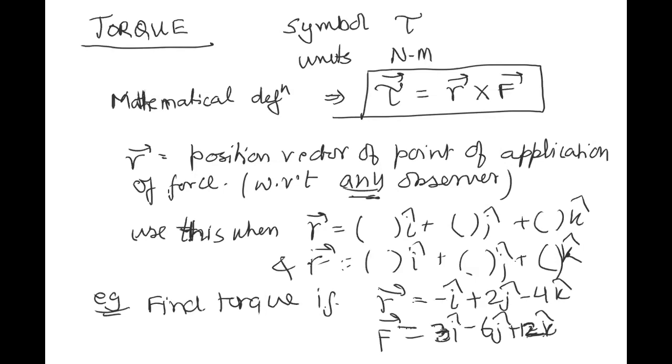Second thing also, very important, remember that this is R cross F. Never write F cross R. Remember that cross products are non-commutative. They don't commute. You can't change the order of multiplication, right? So it is R cross F, not F cross R.